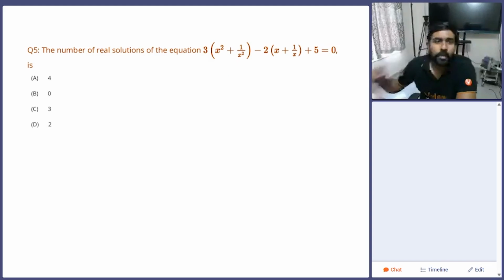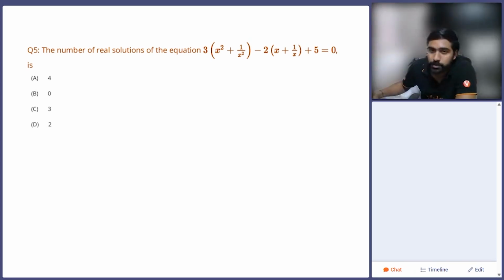Okay. All right, everyone, let's have a look at the fifth question. We have been asked to find the number of real solutions of this equation: 3 times (x square plus 1 upon x square) minus 2 times (x plus 1 upon x) plus 5 equals to 0. So the idea is simple. We're going to try to create an x plus 1 by x in the first set as well.